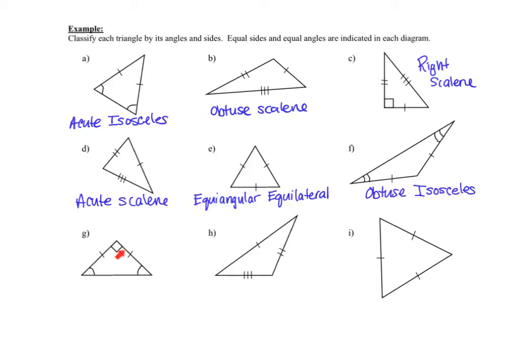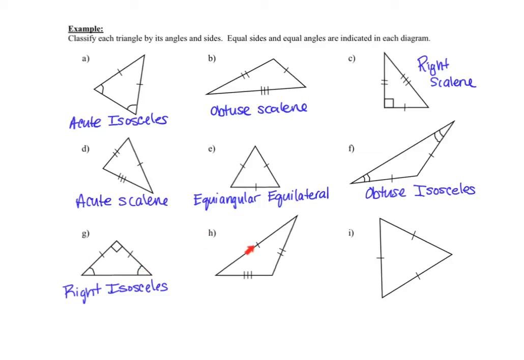You have two congruent sides, two base angles that are congruent, and this 90-degree angle. What kind of triangle is this? This would be a right isosceles because of the right angle and the two congruent sides. Let's look at letter H.